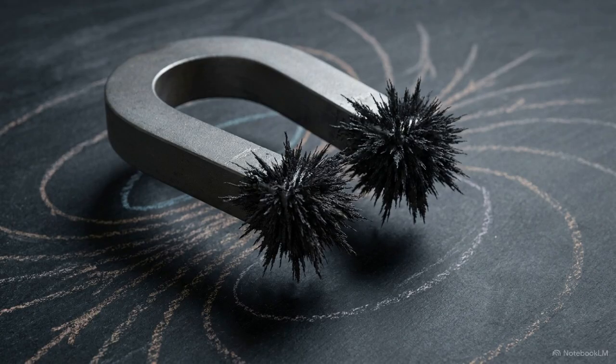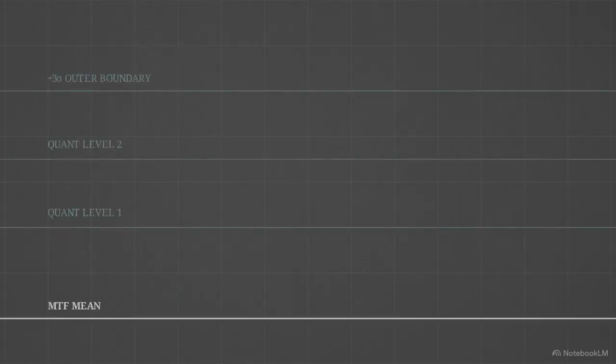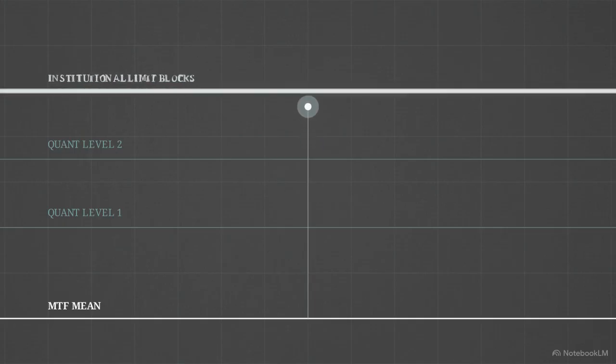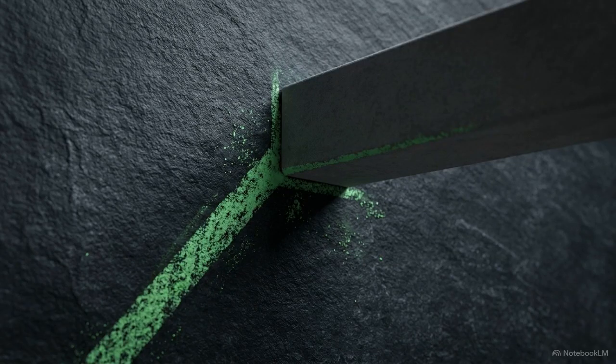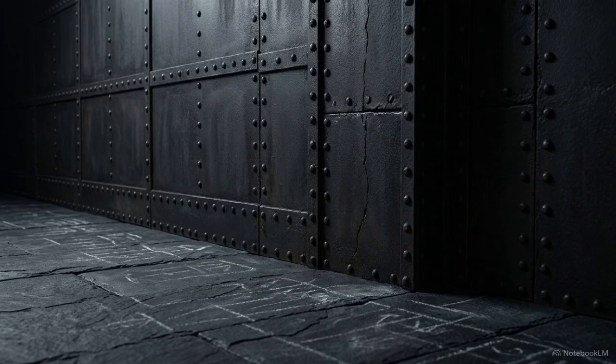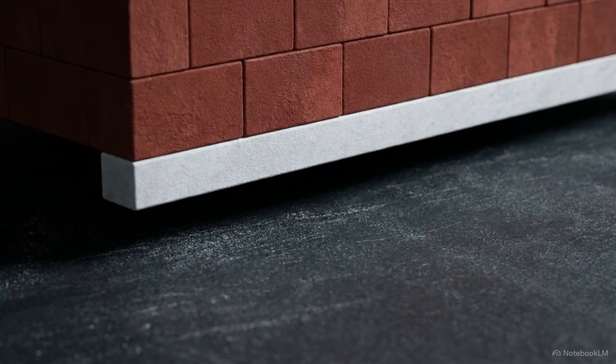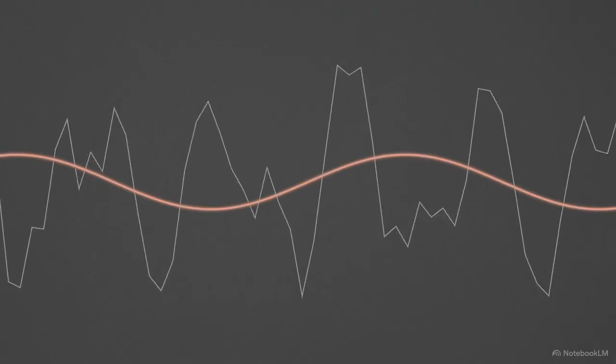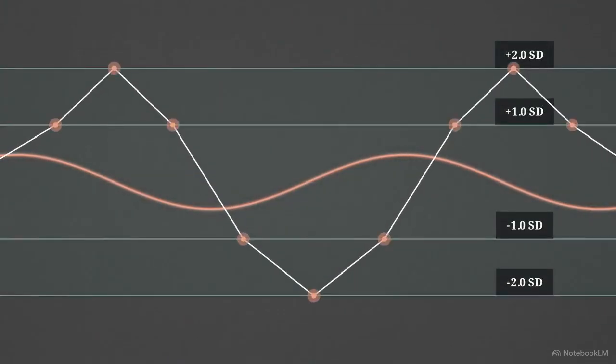Inner levels act as institutional magnets. When a trend launches away from the mean, it seeks a mathematical destination, moving efficiently from one quant level to the next. But at the outer standard deviation boundaries, the level switches from a magnet to an iron wall. These outer bounds represent where momentum hits a limit. This is where institutional resting limit blocks are waiting to absorb the remaining orders. These coordinates mark maximum tension points, the high probability zones for an institutional ambush. Layering these levels over the mean transforms price chaos into a predictable combat grid.